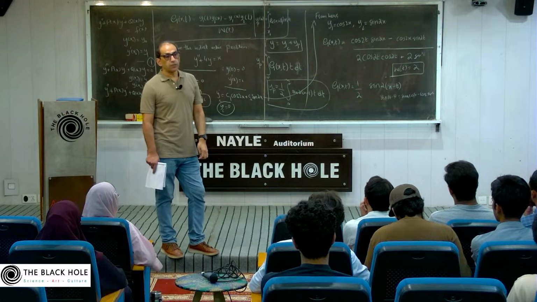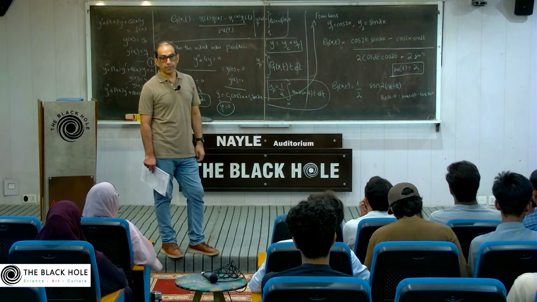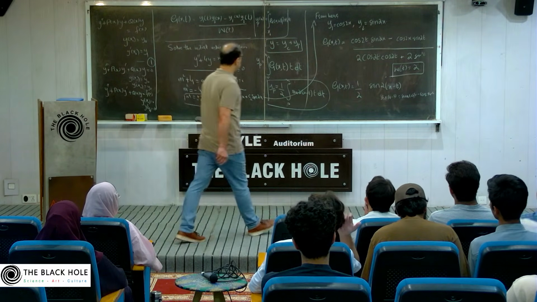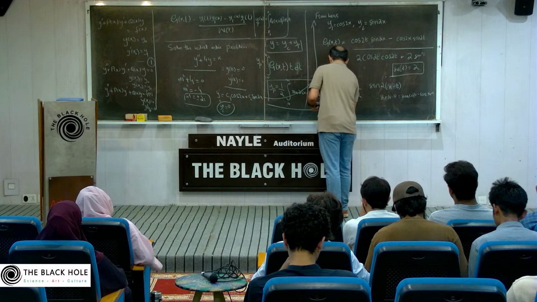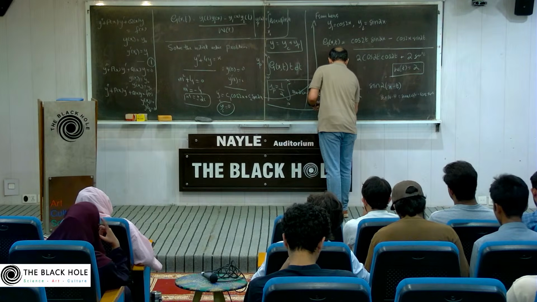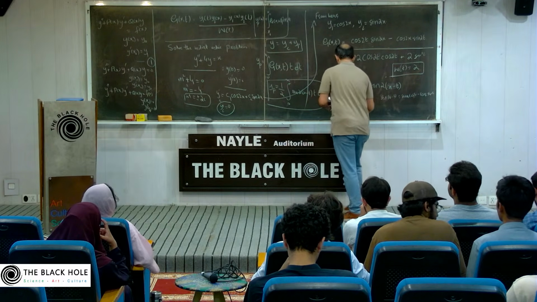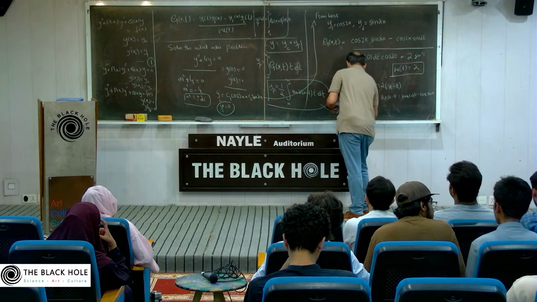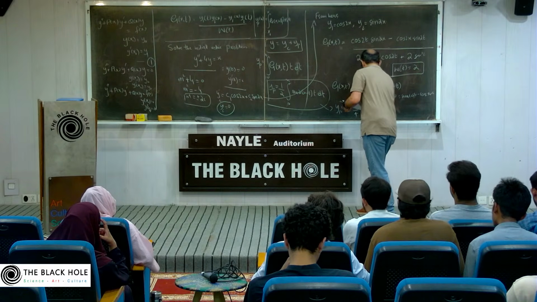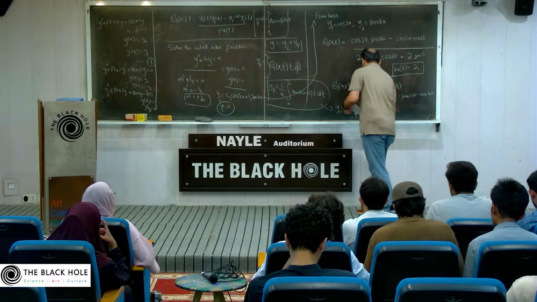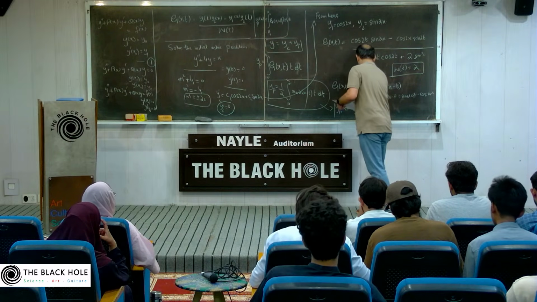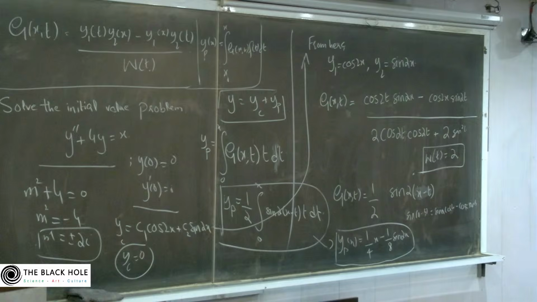And so anybody would like to do that and convince him or herself that the answer would be yp of x is equal to 1 by 4 x minus 1 by 8 sine 2x. That should be the answer to this problem.